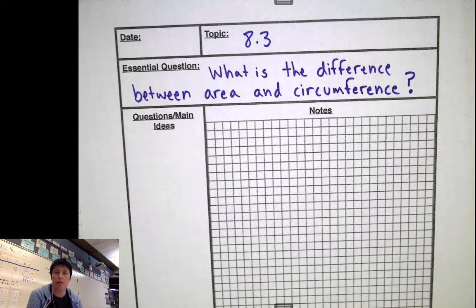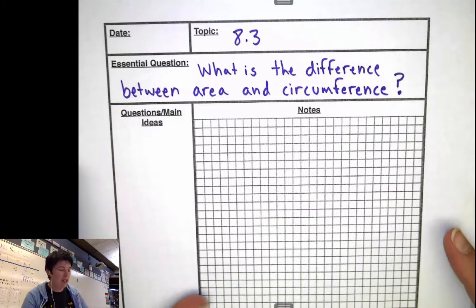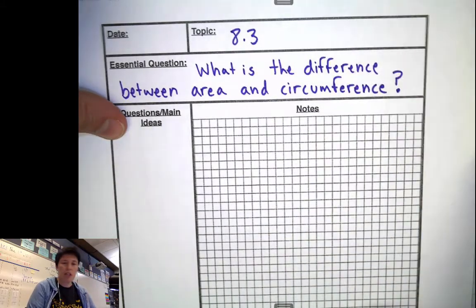We're going to talk about circles some more, and we're going to look at the difference between area and circumference. Because honestly, in the end, a lot of students memorize the formulas but don't really understand what the difference between area and circumference even is. So it's pretty important that we do get this. So that's our essential question for today.